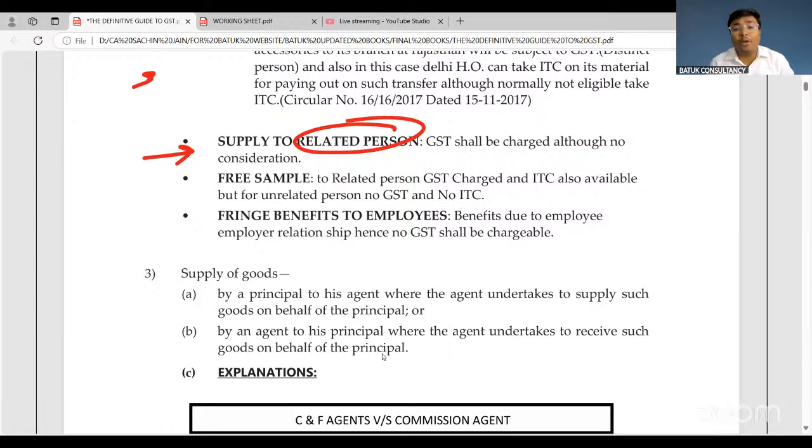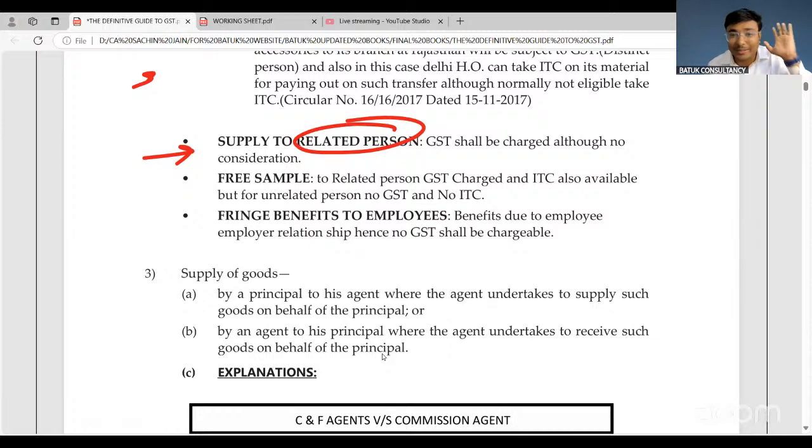Fringe benefits to employees. Fringe benefits are due to the employer-employee relationship, am I right? Without an employer-employee relationship, there will be no fringe benefits available. Hence, no GST will be applicable, because in the case of employer and employee, that will be treated as neither supply of goods nor supply of services. Why? We'll discuss the reason at the time of our discussion on Schedule 3.